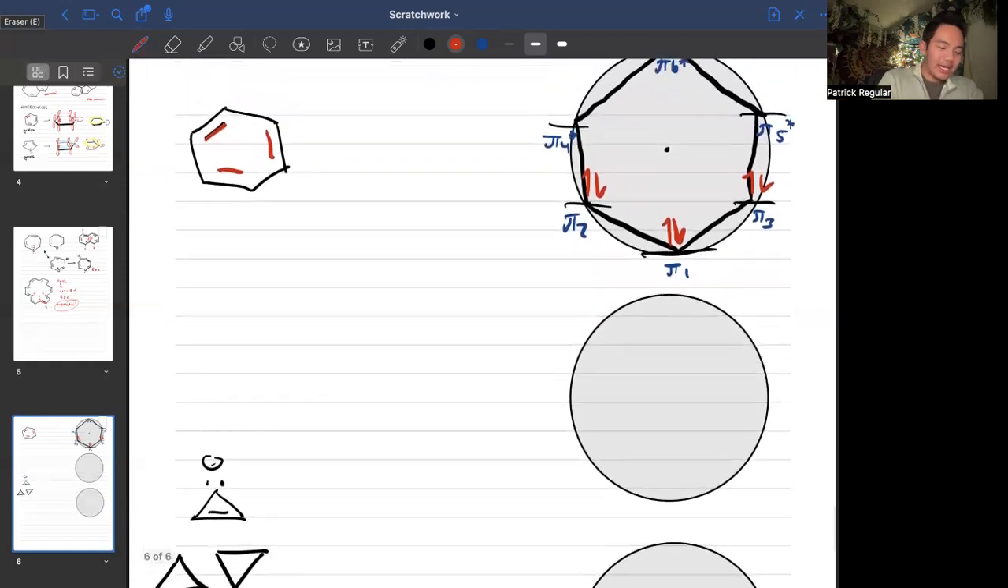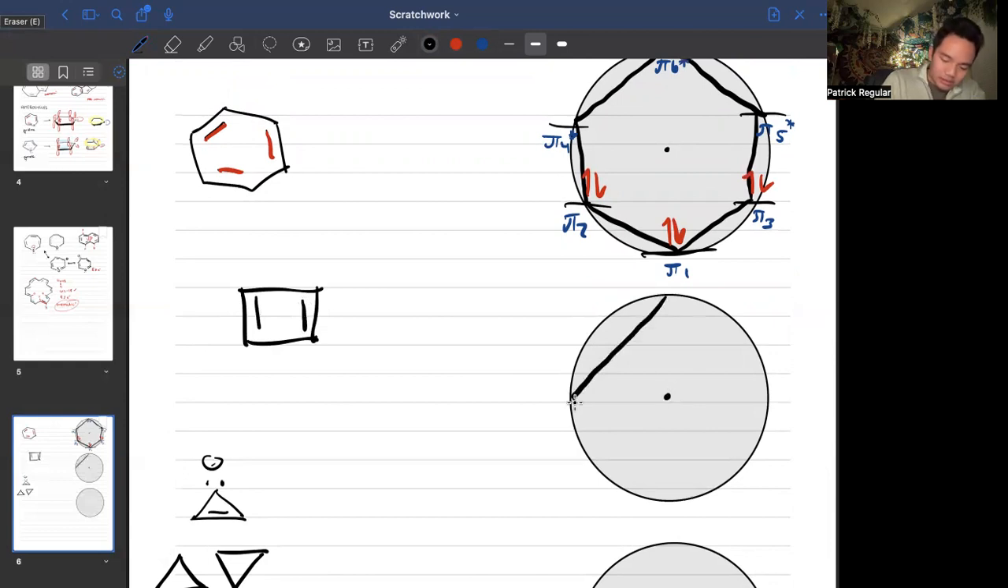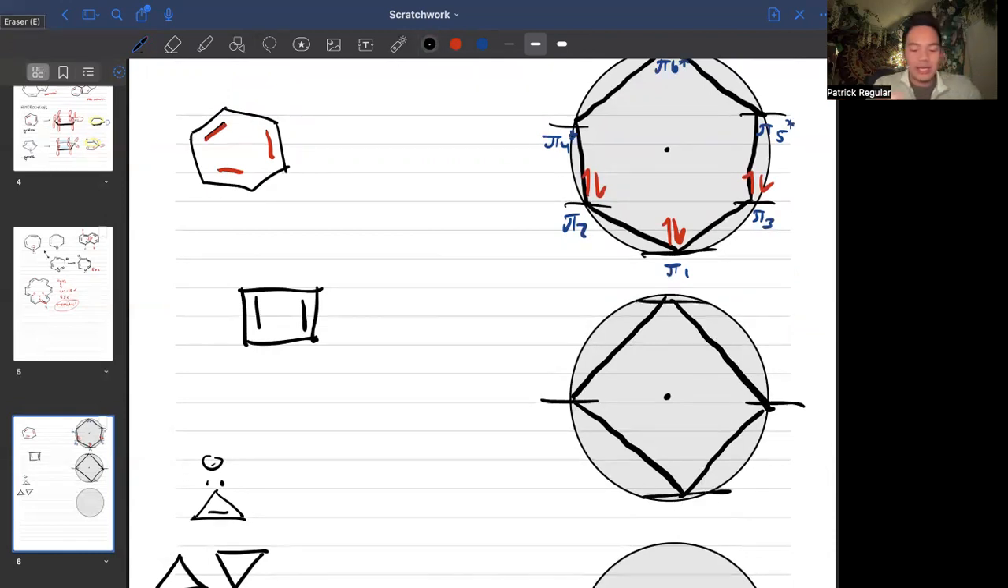So let's do another example. Let's bring back our antiaromatic compound, cyclobutadiene. That's a square, something like this. Anything above the line is antibonding, pi 4 star. Below the line is bonding, sorry, pi 1 and pi 2.